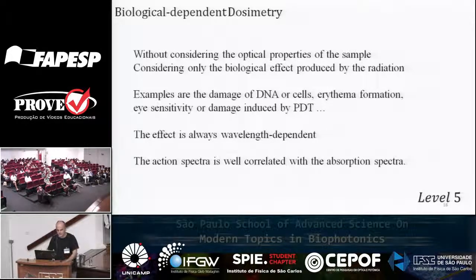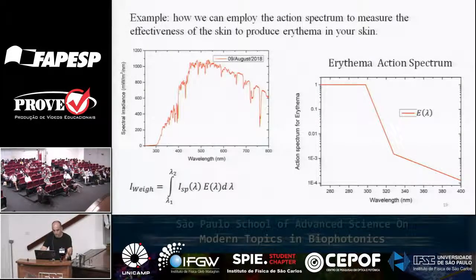The response is well correlated with the absorption spectrum, because the absorption spectrum would give an effect. But you don't know anything about that. So it's possible to perform some experiments and to measure the action spectrum. And the biological action spectrum, that is the name of this biological dependent dosimetry, is used to measure how effective a source is to produce this effect. We have examples: the action spectrum for DNA damage, for retinal formation, for eye sensitivity, or damage induced by photodynamic therapy. The most common action spectrum is the action spectrum for erythema.